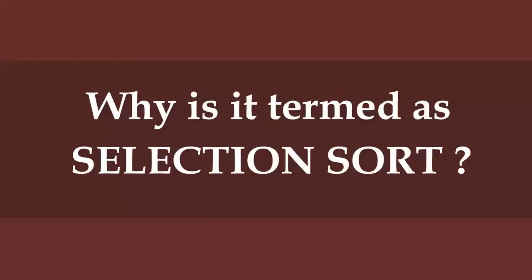The definition of selection sort is quite simple. It is a simple sorting technique which is used to arrange the elements of an array either in ascending order or in descending order by selecting a specific element from a set of data items.